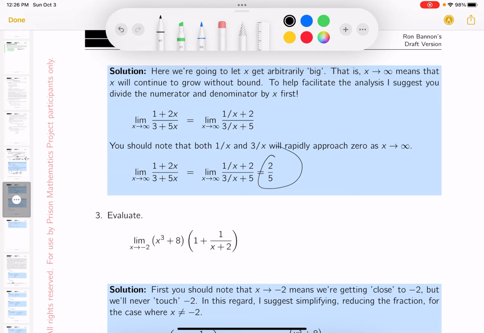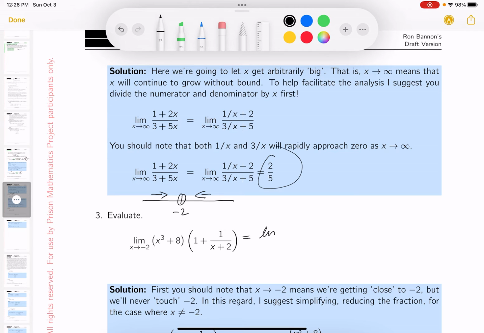All right? If a limit says anything, it says this. It says get close. Let me put a number line down for you. Get close to minus 2 from both the right side and the left side, but you're never going to touch it. All right, so what am I going to do over here? I want to simplify this. And someone says, no, you're making it more complicated.